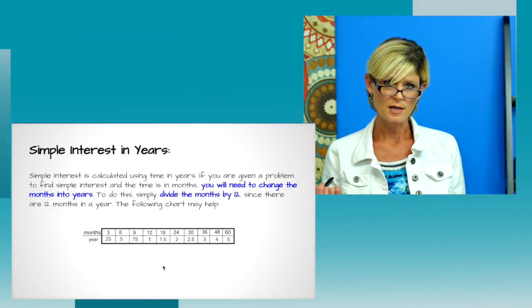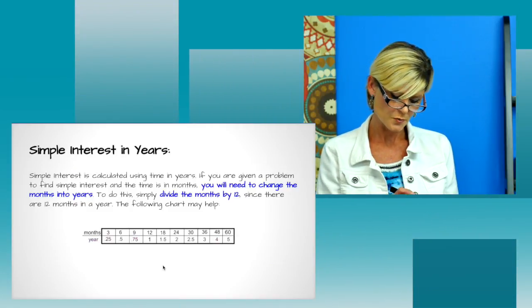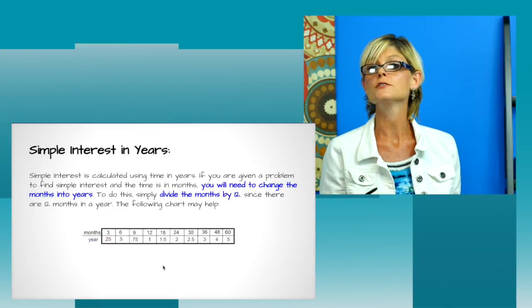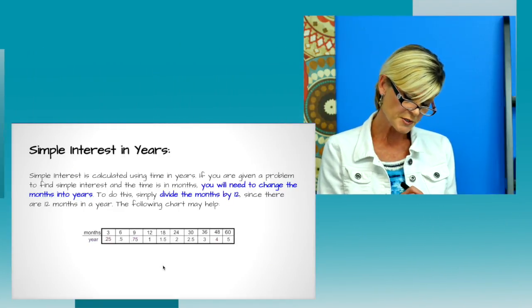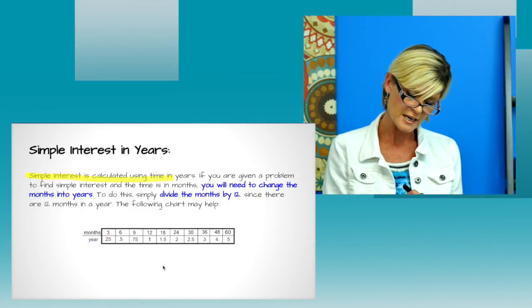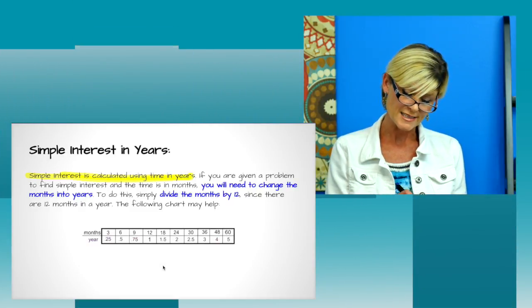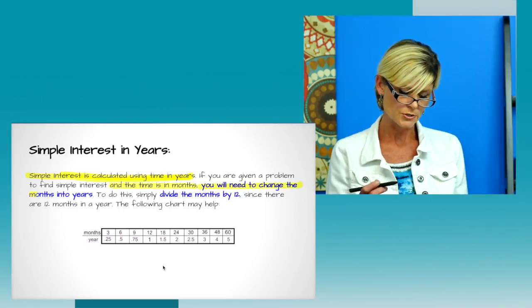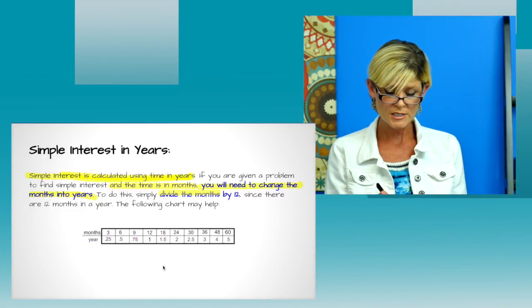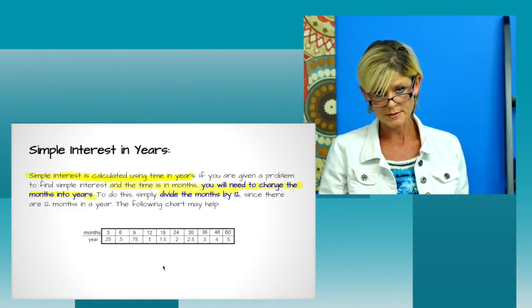Let's take a minute and talk about the importance of using years when we're talking about simple interest. And I'm just going to read this, and you might want to take a minute, pause your video, and maybe write this little graph down. It could be helpful for you. Simple interest is calculated using time in years. If you're given a problem to find simple interest and the time is in months, you will need to change the months into years. So to do this, you simply need to divide the number of months by 12 because there are 12 months in a year.